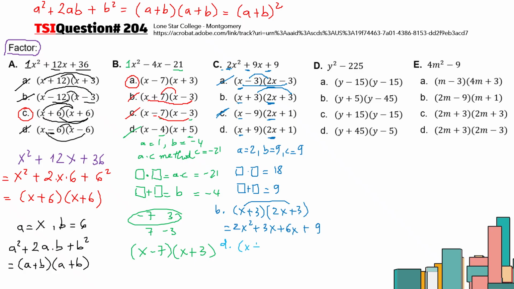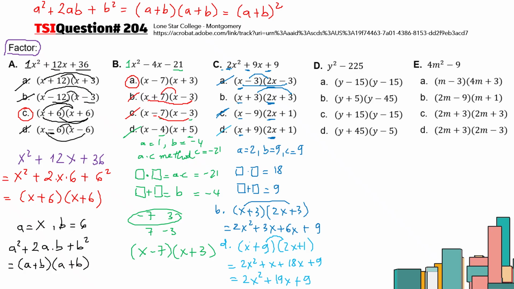x plus 9, times 2x plus 1. Now x times 2x is 2x squared. Then x times 1 is x, plus 9 times 2x is 18x, and 9 times 1 is 9. Now the total is 2x squared plus 19x plus 9. So D is not the correct answer. So let's go back to the AC method.